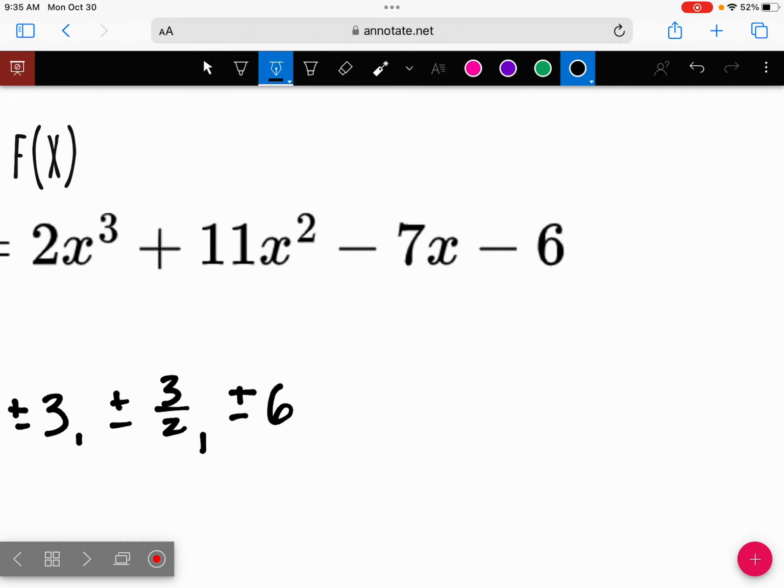So let's figure out how many roots of each sign we have. How many possible positive roots are we going to have? 1. Because we only have one sign change in our original function.